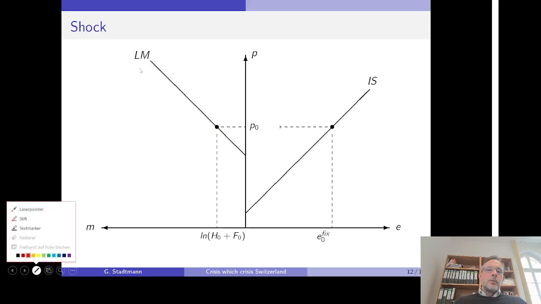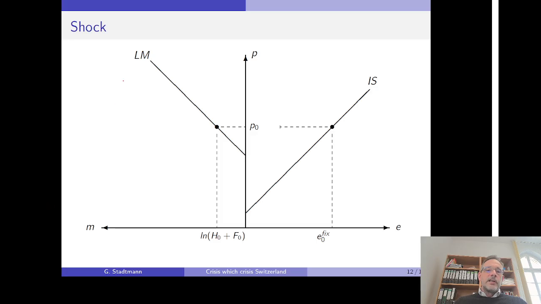So we have to think about whether the LM curve shifts upwards or downwards in case that R star changes. It is the case that the LM curve shifts downwards in case that R star decreases. So that's our initial LM curve. This is our new LM curve.